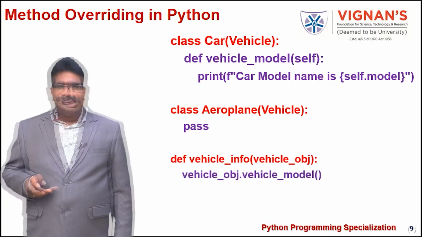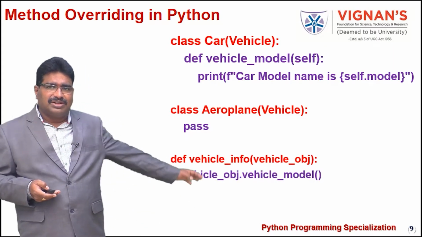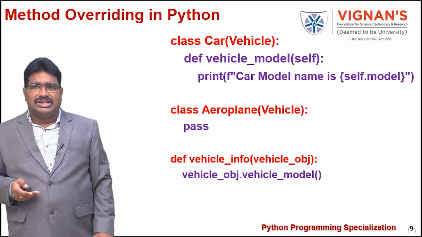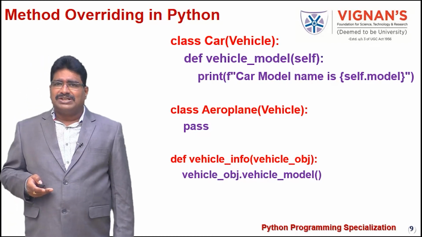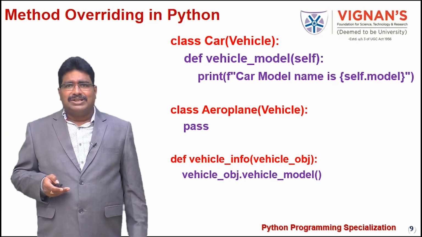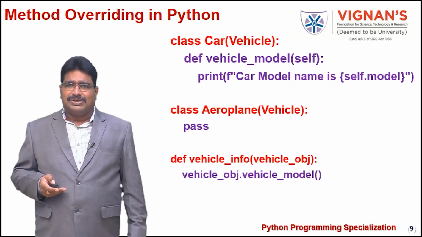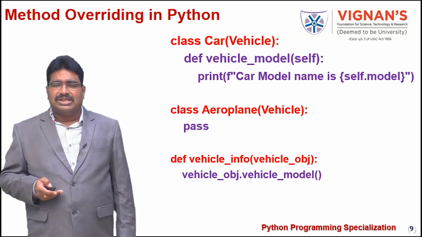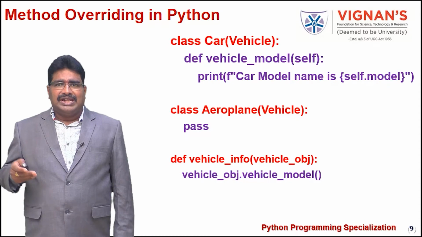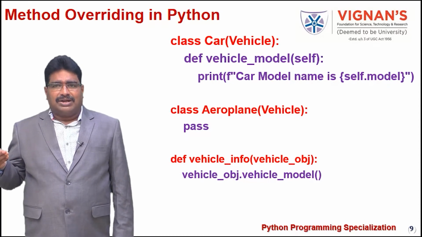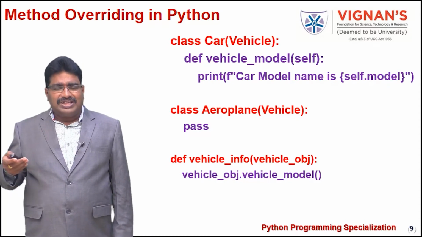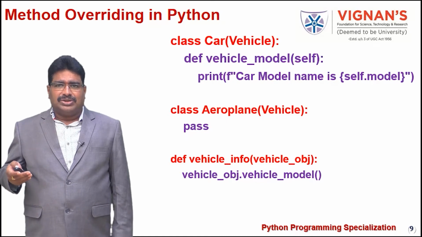Now we try to define the vehicle info. This is one of the user defined functions, vehicle info. Its main purpose is that it takes any object and simply executes that object's vehicle model method. So we define vehicle info as a user defined function. It takes one object, and by using that object the vehicle model method is executed.